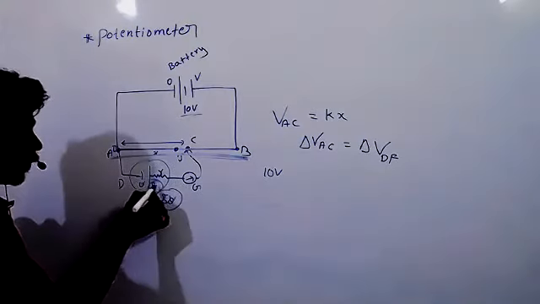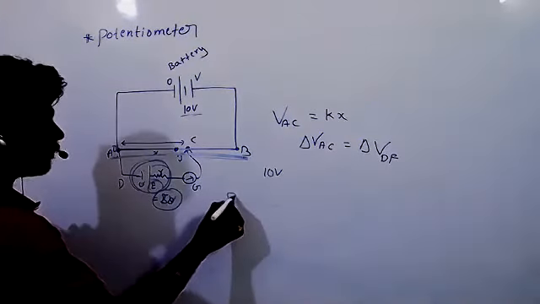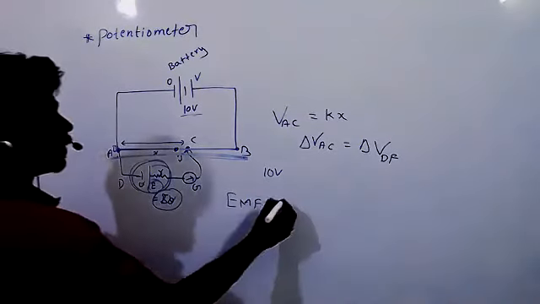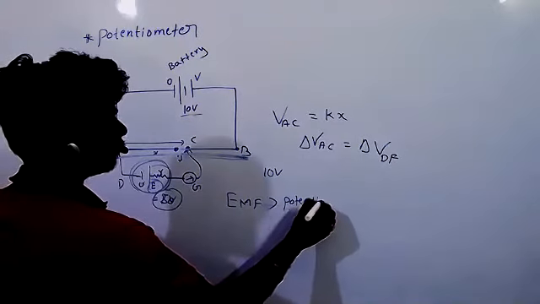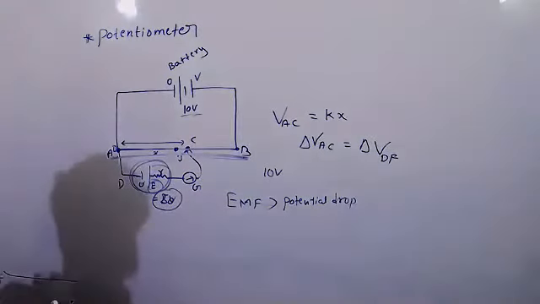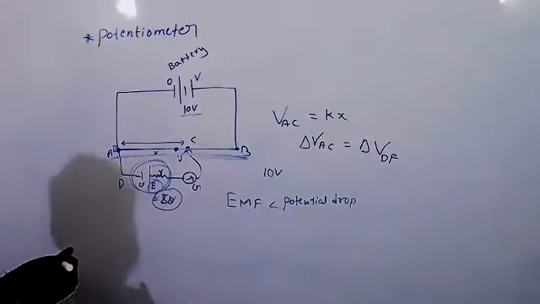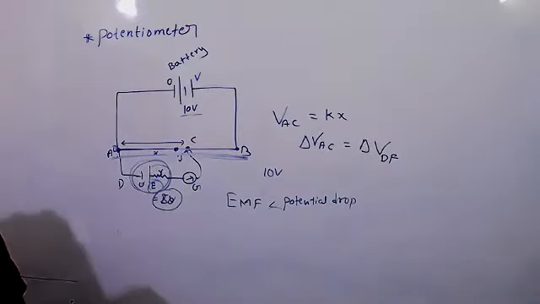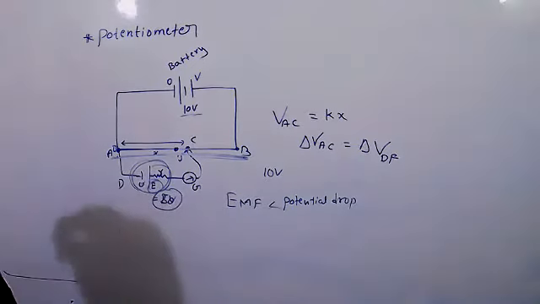So EMF should be greater than potential drop. Sorry, lesser than potential drop. It should be smaller than potential drop. Okay, the 2 points, remember. Now one first question.